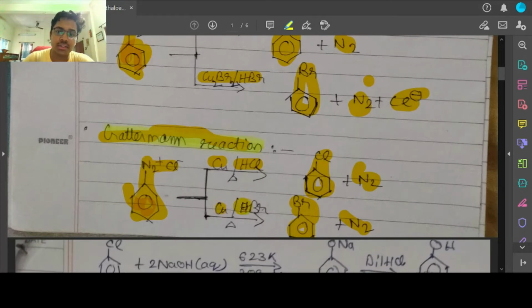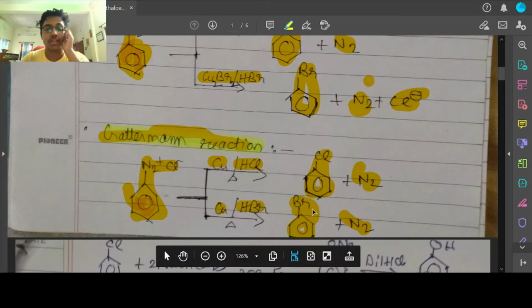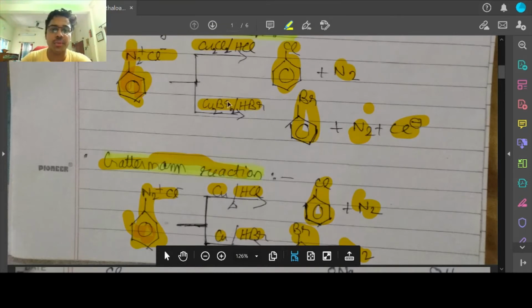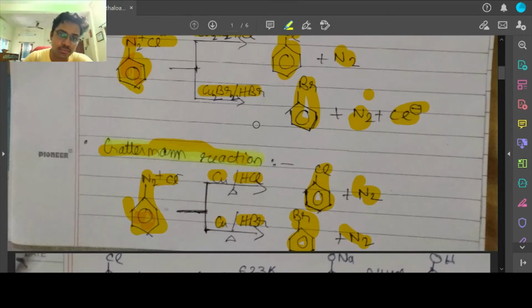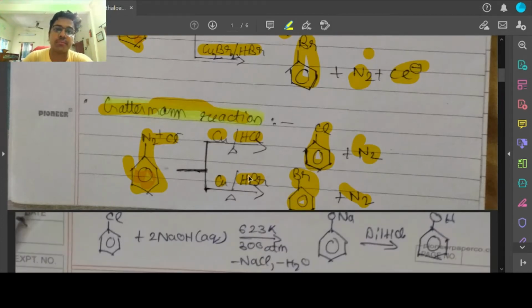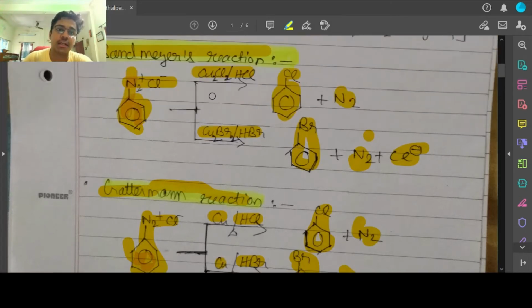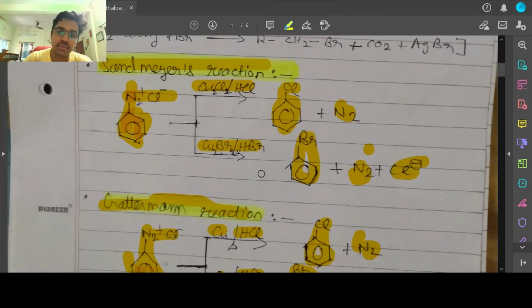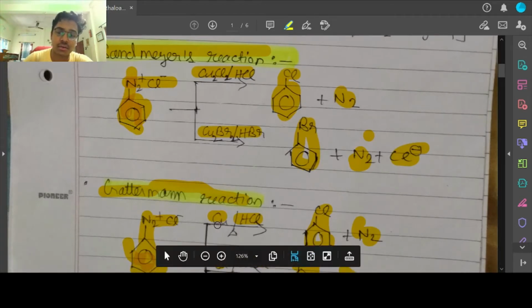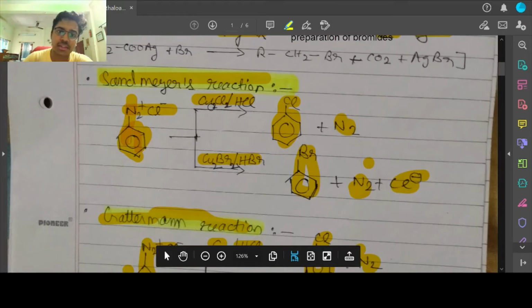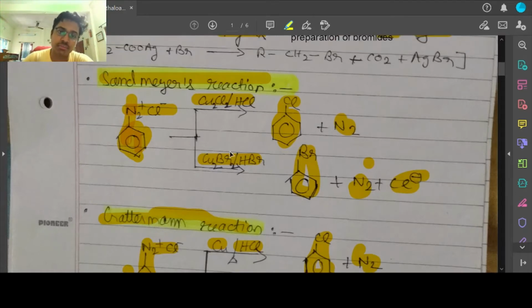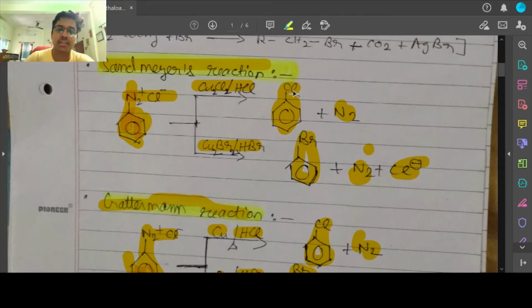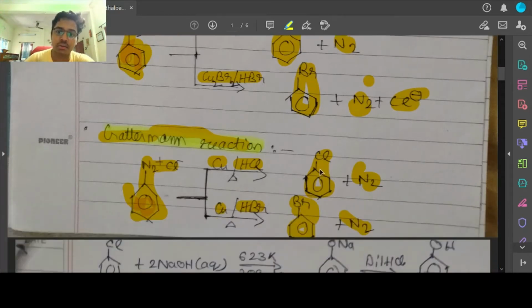Here we use Cu and HBr, copper and HBr, and heat, so we produce bromobenzene. In Sandmeyer's reaction we use Cu2Br2 and HBr. So the main difference is in this: in Sandmeyer's reaction we use Cu2Br2, and in Gattermann reaction we only use copper. The same in the case of chlorine: in Gattermann we use Cu and HCl, and in Sandmeyer's reaction we use Cu2Cl2 and HCl. The end products are the same, chlorobenzene and bromobenzene respectively.